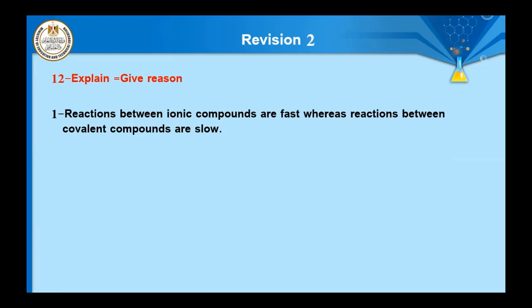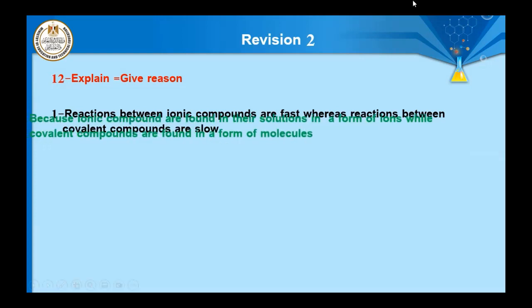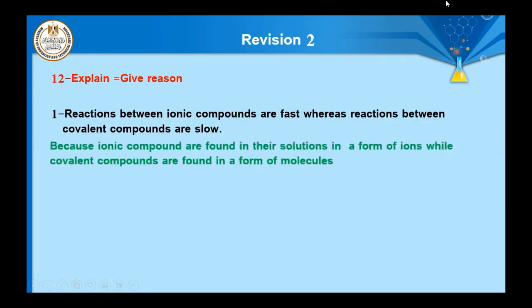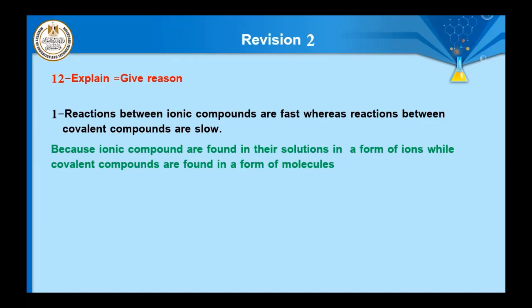Number 12. Explain or give reason. Reactions between ionic compounds are fast, whereas reactions between covalent compounds are slow. We know that from the factors affecting the speed of the chemical reaction, the type of bond. We know that ionic compounds are faster than covalent compounds in their chemical reaction. Why? Because ionic compounds are found in the form of ions in their solution. But covalent compounds are found in the form of molecules that need time to be divided.